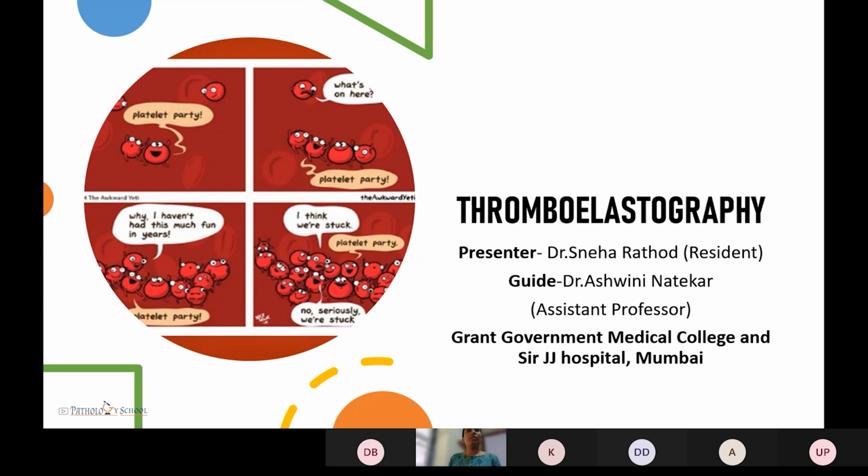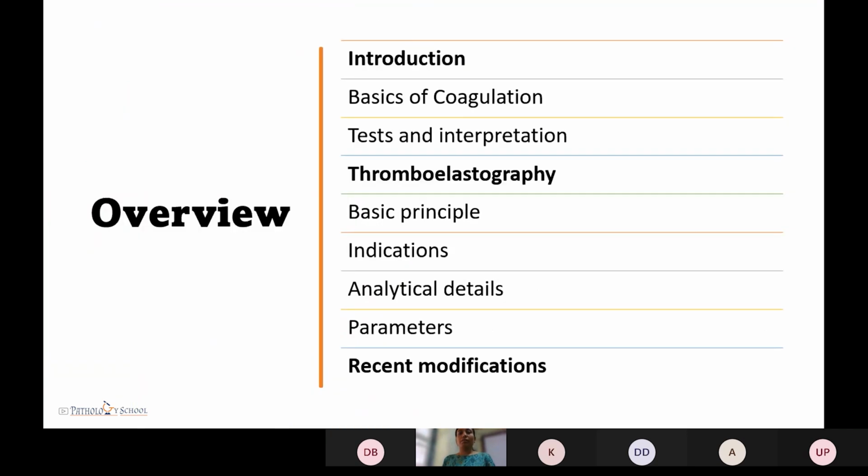Good afternoon, everyone. The topic for today's PG activity is thromboelastography. We'll be studying this topic under the following headings, and we'll begin with basics of coagulation.